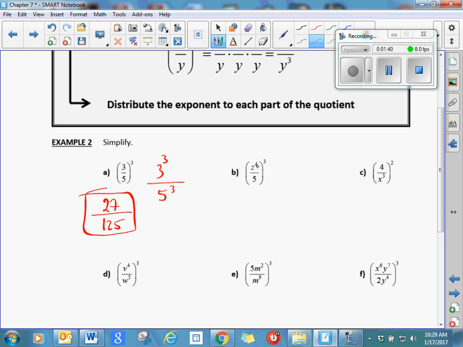Let's look at the next one. Now we've got a variable in the numerator, but we've got a number in the denominator. No problem. Z to the 4 times 3, which is 12, because remember, we're taking an exponent to an exponent. And in the denominator, we're just doing 5 cubed. So that becomes z to the 12th over 125.